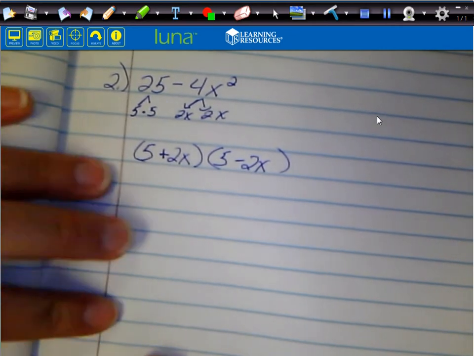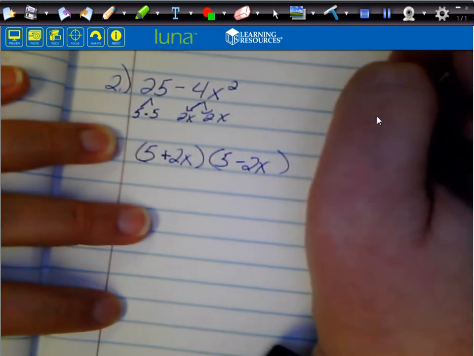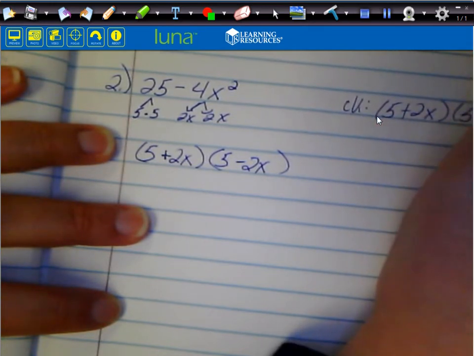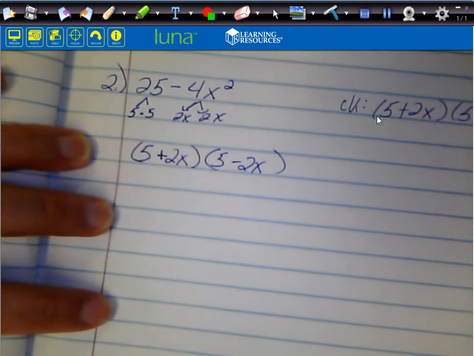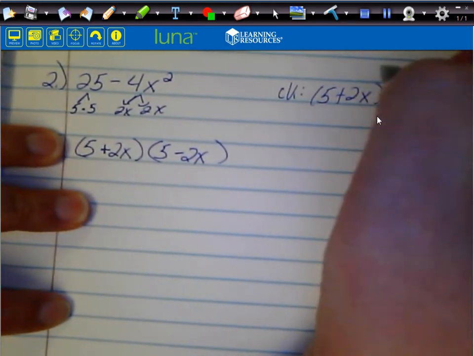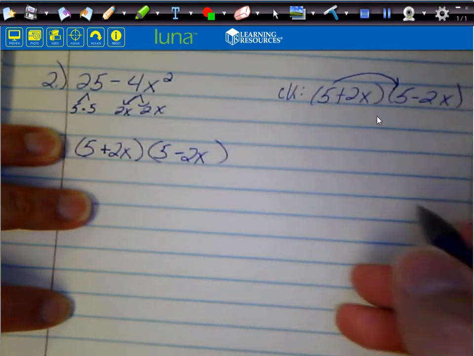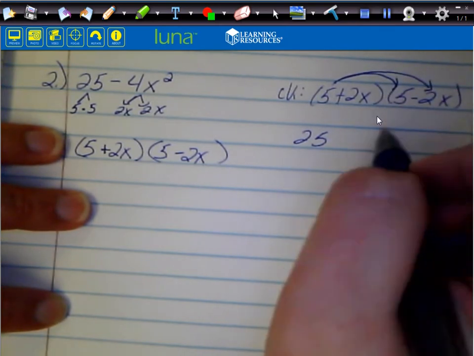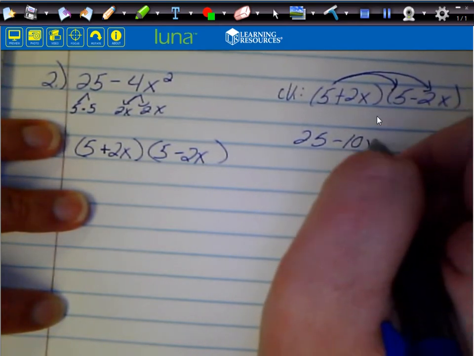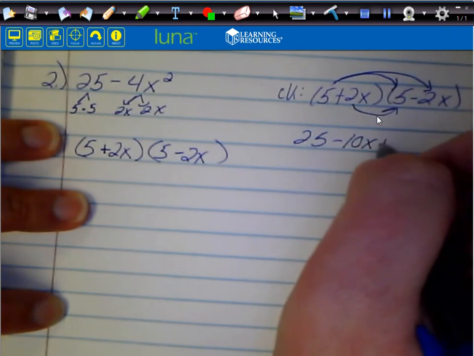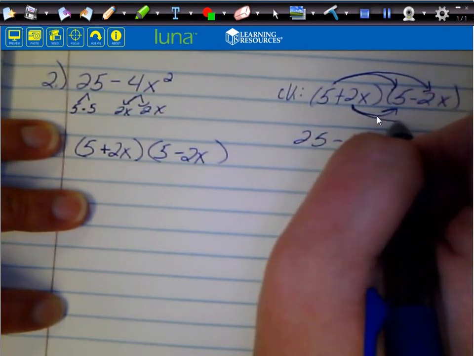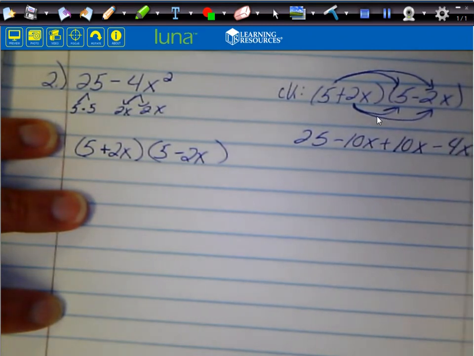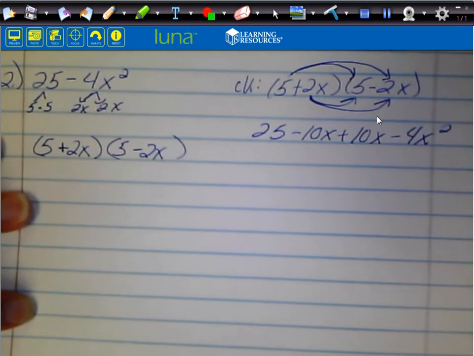So now we need to check. So when I go back to check, 5 times 5 is 25. 5 times negative 2x is negative 10x. 2x times 5 is positive 10x. And 2x times negative 2x is negative 4x squared. Oops, there we go. Now you can see it.